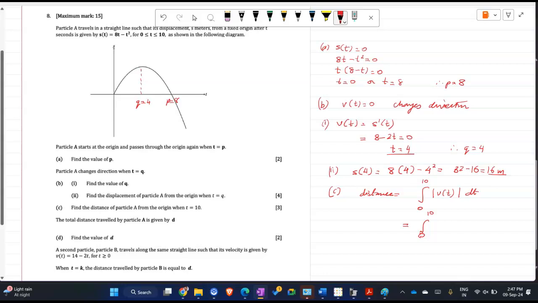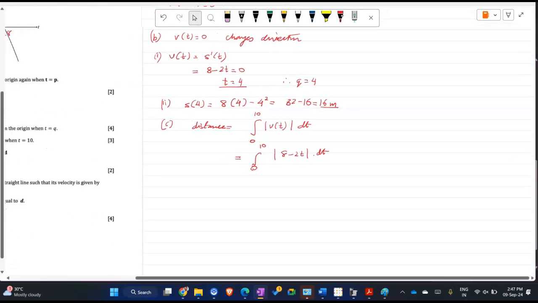Velocity is 8 minus 2t, so we need the integral of the absolute value of 8 minus 2t dt. Now, what is the absolute value? Think of 8 minus 2t. Without a calculator, you know that your y-intercept is 8 and your slope is negative 2. Correct? It will be like this.